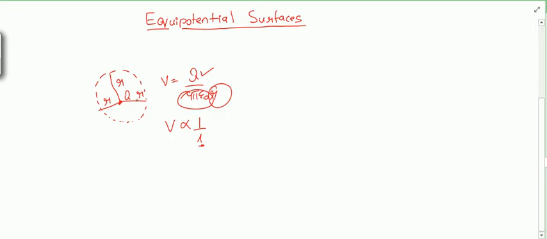So if we make this r constant, then on this surface the value of V at any point will be equal. So these surfaces are known as equipotential surfaces.